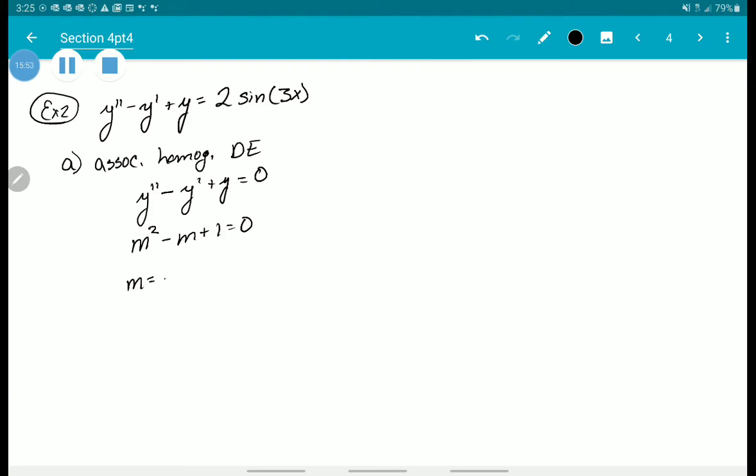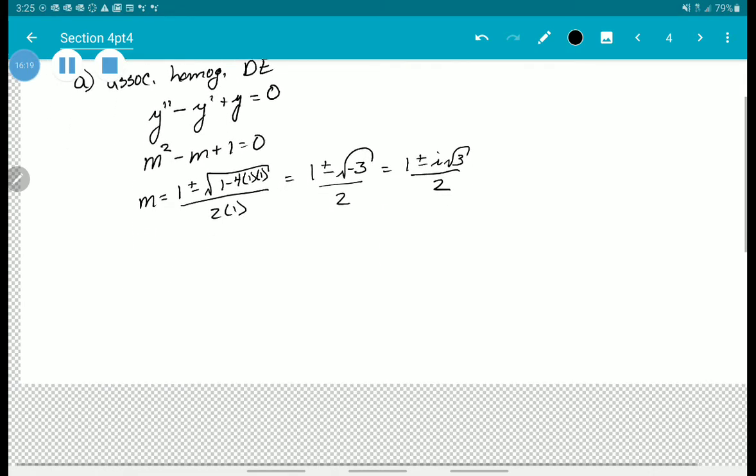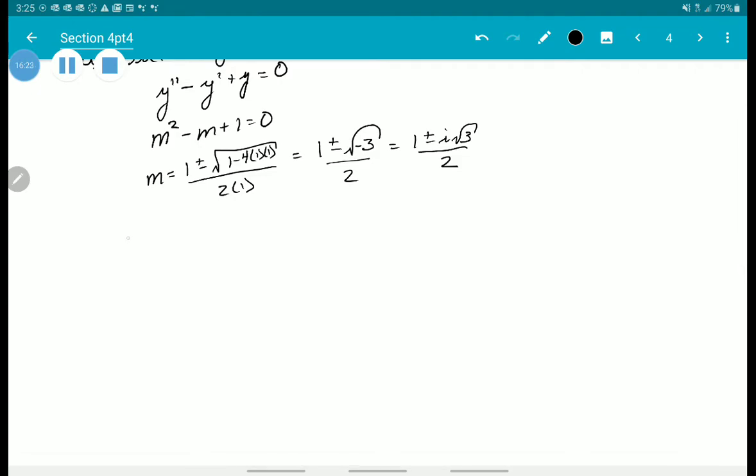So if we solve that using the quadratic formula, it can be negative b plus or minus the square root of b squared minus 4 times a times c, all over 2a. So we're going to have 1 plus or minus the square root of negative 3 over 2, which is 1 plus or minus i square root of 3 over 2. So our complementary solution is going to be c1 e to the (1 plus i square root of 3) over 2 x plus c2 e to the (1 minus i square root of 3) over 2 x.